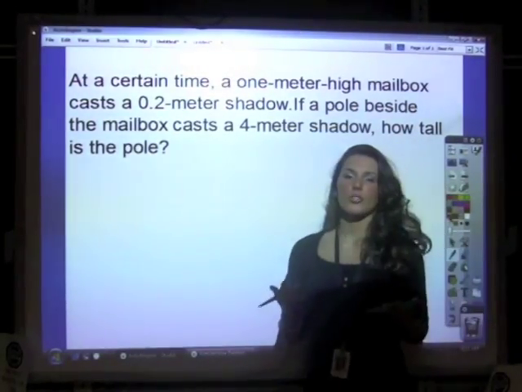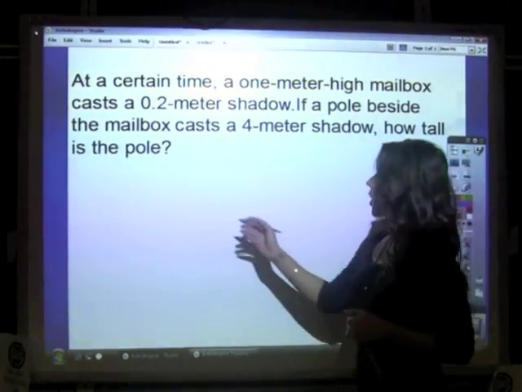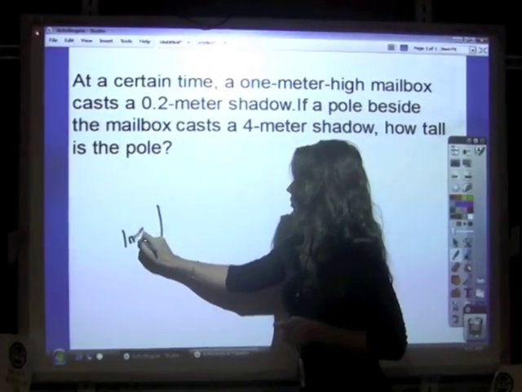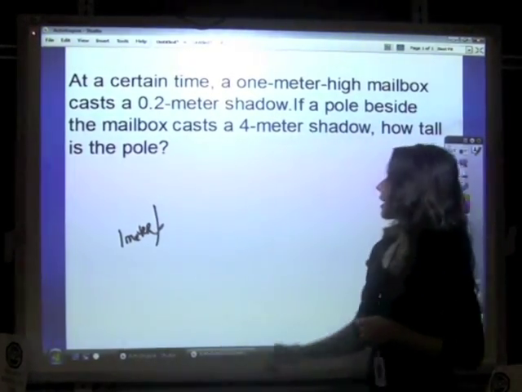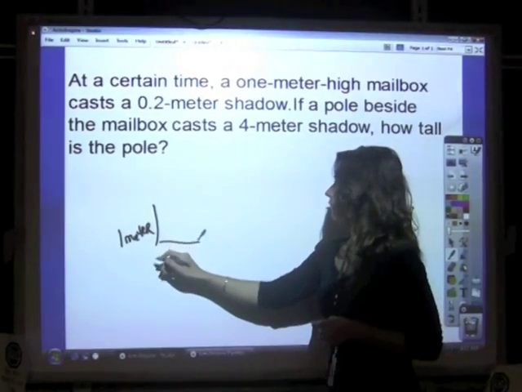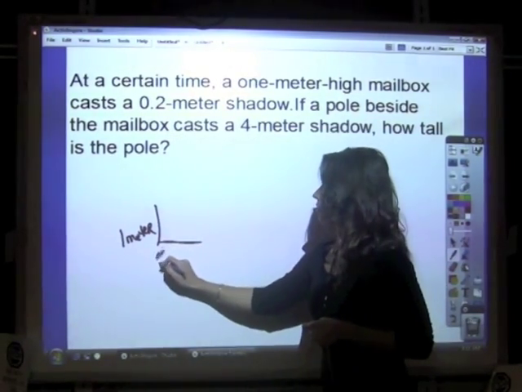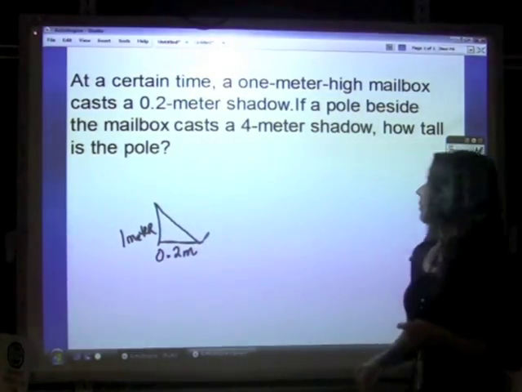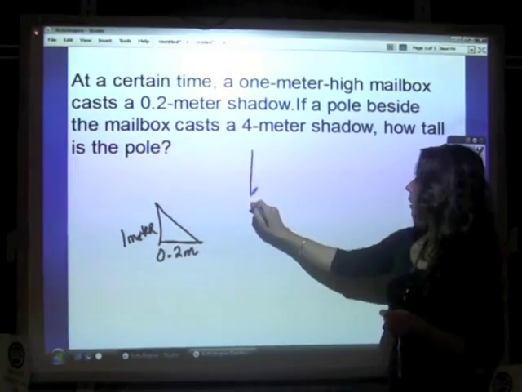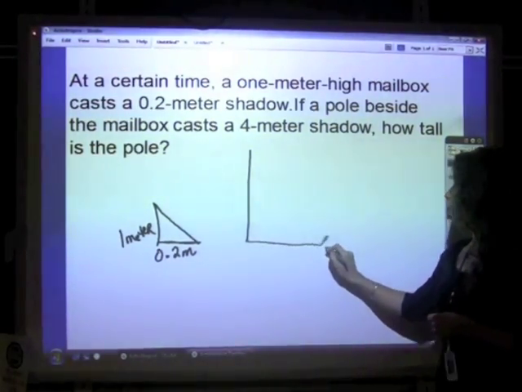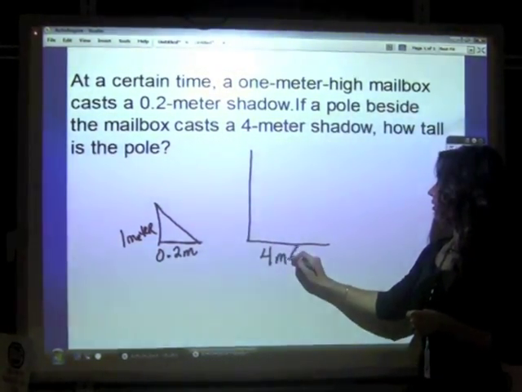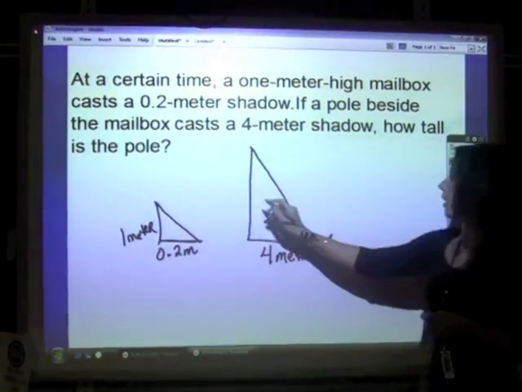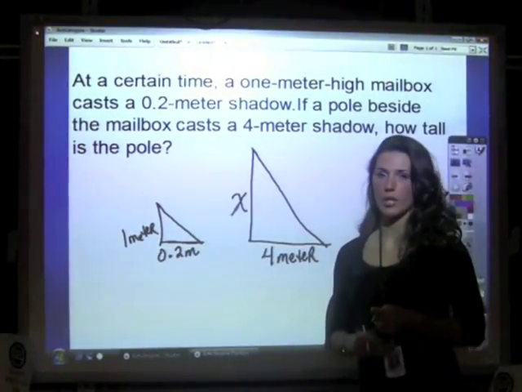So what we first should start doing is just draw a quick diagram. So I have a 1 meter high mailbox that casts a 2/10 meter shadow. And then we have a pole that casts a 4 meter shadow. And what they're asking us to do is find how tall that pole is.